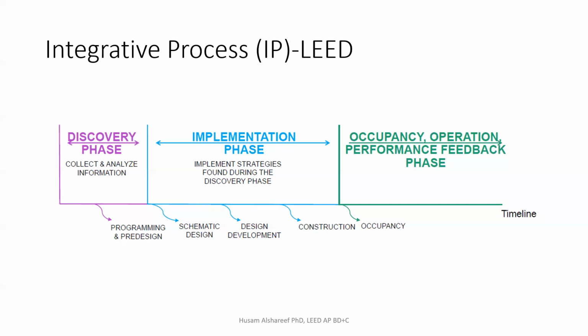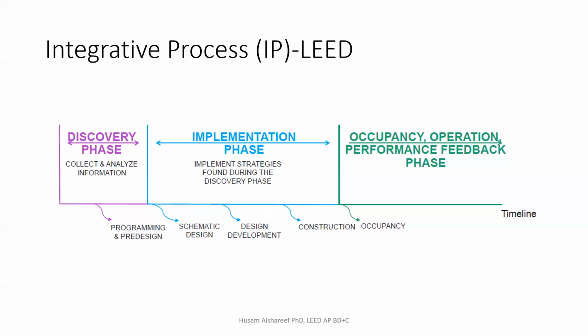And then once the discovery phase is finished, we move on to the implementation phase, which is the 2nd phase. And during this phase, we implement strategies found during the discovery phase. Now, as you can see, the implementation phase here is the equivalent of the schematic design, design development and construction phases in the conventional method. So that involves the design and construction, which is the implementation phase.